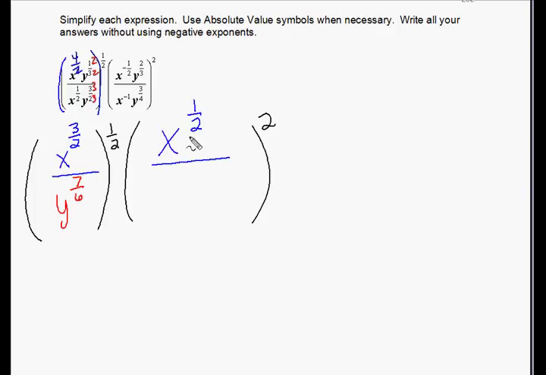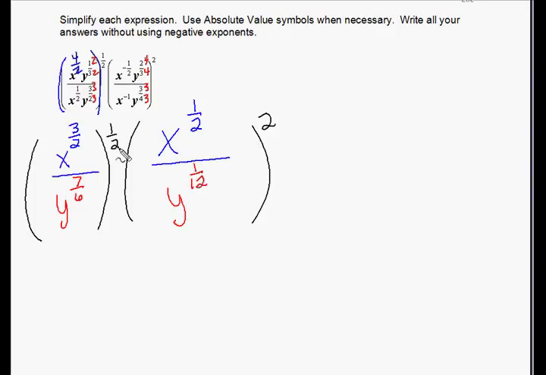And then in the denominator, since we again need common denominators for our fractional exponents, multiplying here by 3 and here by 4, we have 8/12 and 9/12. So if we want to subtract those exponents, since our bases are the same, we'll have y to the 1/12.